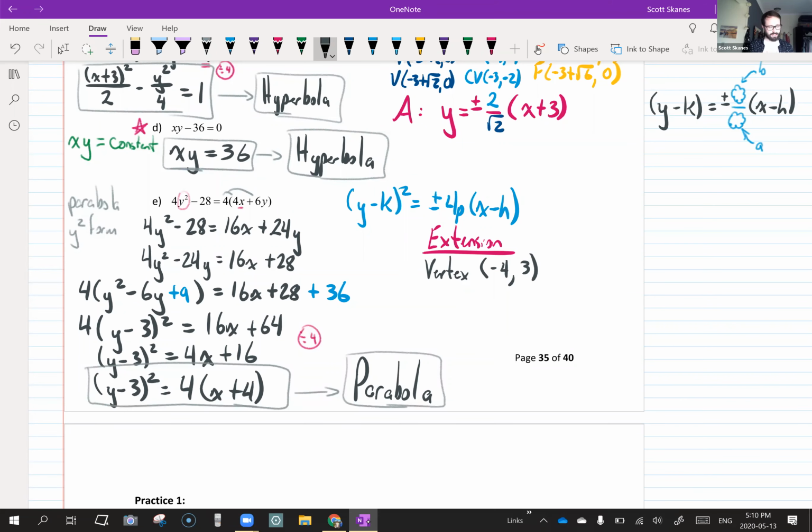What else do I need? I need to make a sketch. I find it very difficult to remember how to do this without a sketch. So minus 4 and 3. I don't need anything more than this. I can just say it opens to the right. My vertex is here, minus 4 and 3. My focus will be inside.